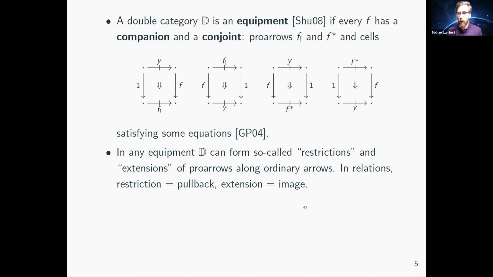I won't really go into exactly how to construct those, but at least in the example of relations, restriction is kind of behaving like pullback, and extension is behaving like an image.